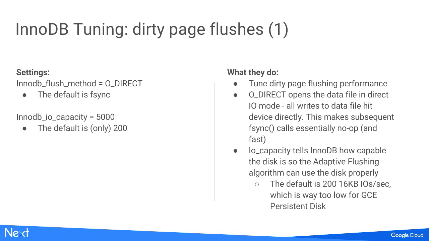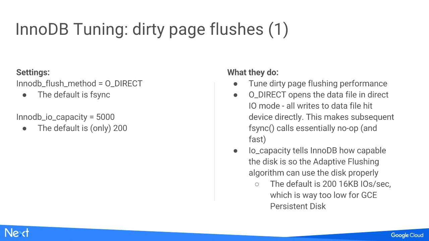Here are the two settings we tuned to make the flush a little bit faster and more capable. One is InnoDB flush method. We changed that to O_DIRECT, which makes InnoDB open the data file in O_DIRECT mode. So each and every write hits the disk directly without depending on the subsequent fsync, which makes the ensuing fsync really fast.